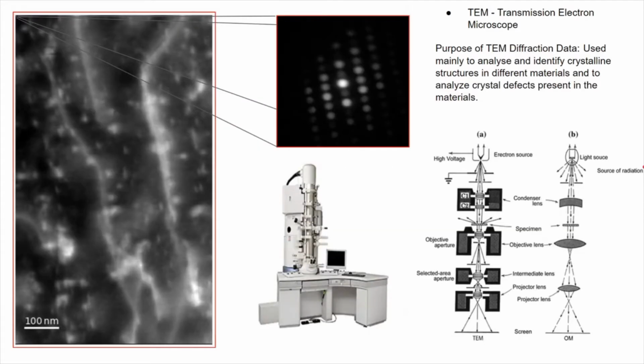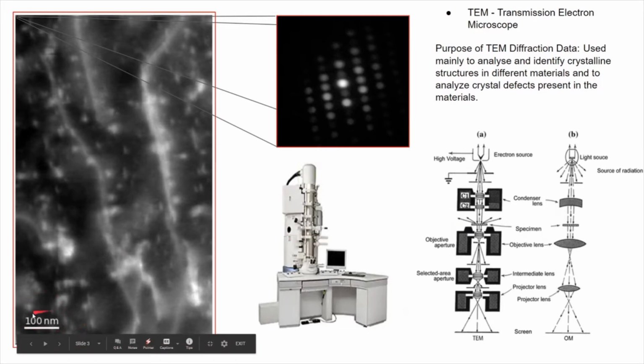So what is TEM? TEM stands for Transmission Electron Microscope, and the purpose of the TEM diffraction data is to analyze and identify crystalline structures in different materials and to analyze the crystal defects present in those materials. As you can see, this is a diagram of the electron microscope and how the data is acquired. So you take a very thin sample, usually 100 nanometers, and you place it right here in this diagram, and it is shot with a beam of high energy electrons, and the resulting image is generated, as you can see here.